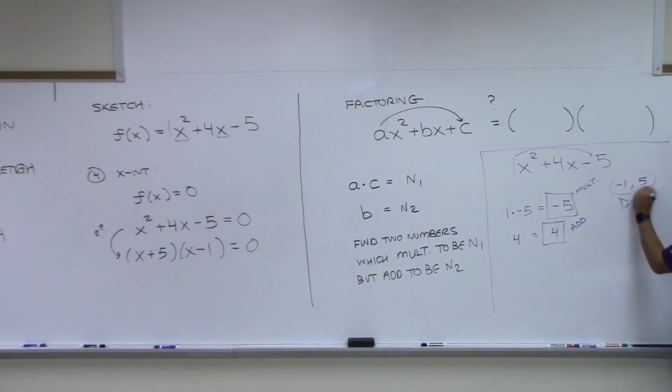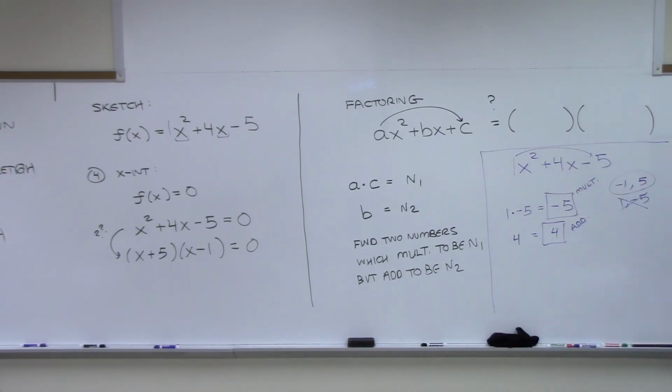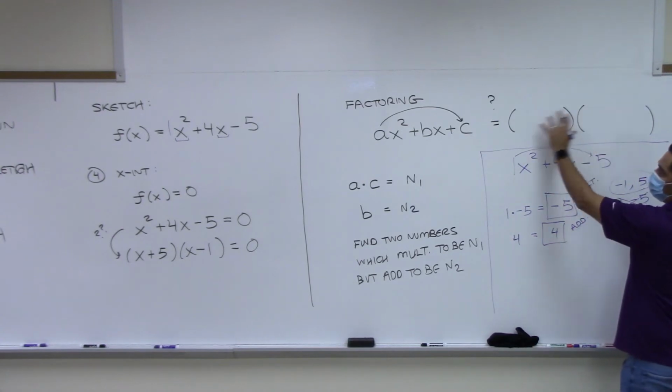Once you have these two numbers, this next step is going to be weird, like really weird, all right? Here's what we're going to do. I know it's going to look weird for the first time. What you're going to do now, once you have your two numbers, is you're going to draw two sets of parentheses.